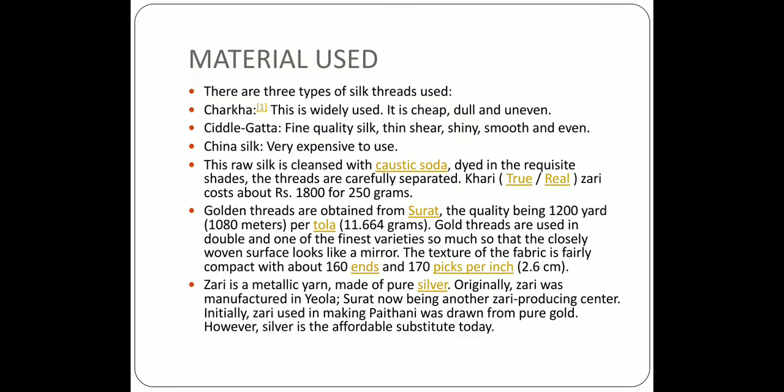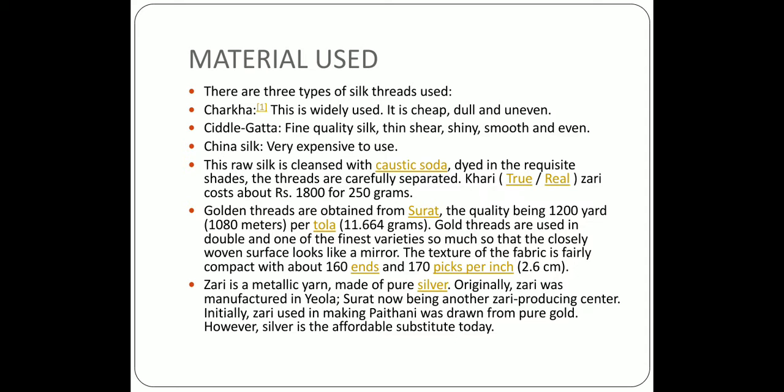So the materials used in Pethani sari are three types of threads. First is charkha. This is widely used. It is cheap, dull and uneven. Second is Siddal Gata, fine quality silk, thin, sheer, shiny, smooth and even. Third is China silk, very expensive to use. This raw silk is cleansed with caustic soda and dyed in the requisite shades. The threads are carefully separated.